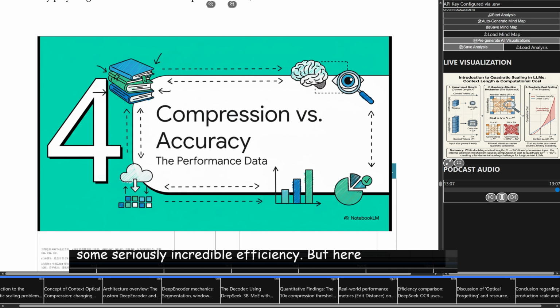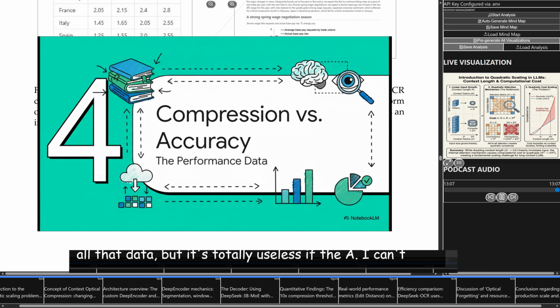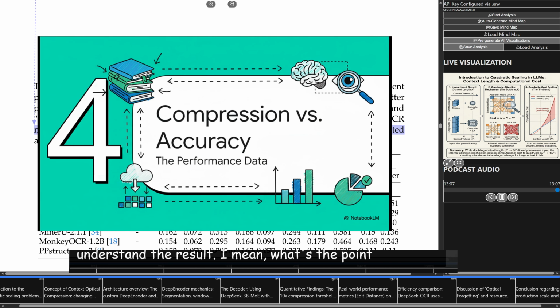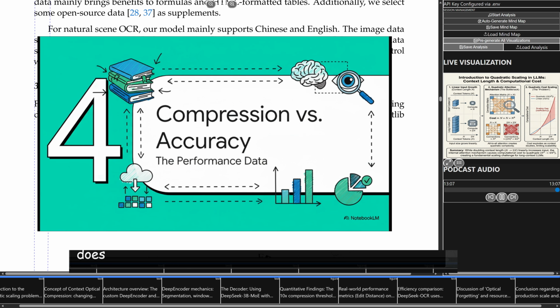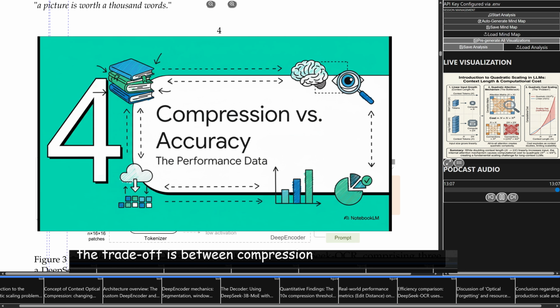But here's the multi-million-dollar question, right? It's great to compress all that data, but it's totally useless if the AI can't understand the result. I mean, what's the point if it's all just gibberish? So does it actually work? Let's look at the data and see what the trade-off is between compression and accuracy.